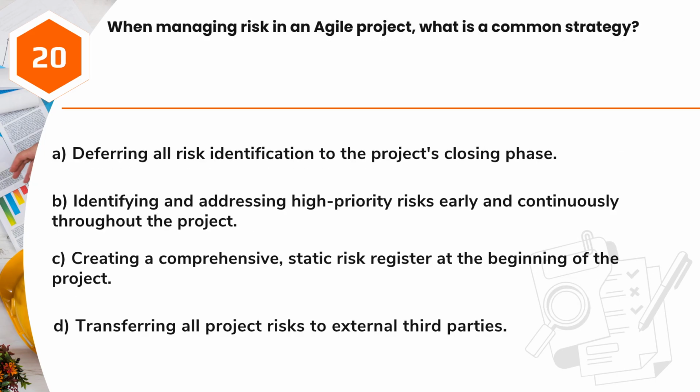Question 20. When managing risk in an Agile project, what is a common strategy? A. Deferring all risk identification to the project's closing phase. B. Identifying and addressing high-priority risks early and continuously throughout the project. C. Creating a comprehensive, static risk register at the beginning of the project. D. Transferring all project risks to external third parties.